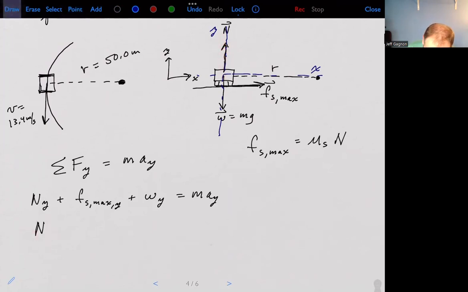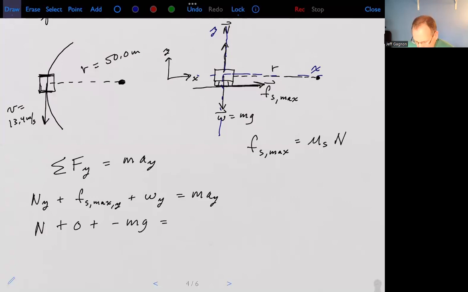What about the max static frictional force? How much of that vector is in the y direction? None of it, right? It's all in the positive x direction. So that's going to be 0. And then finally, how much of the weight is in the y direction? All of it, and it's negative, right? So this is going to be minus mg.